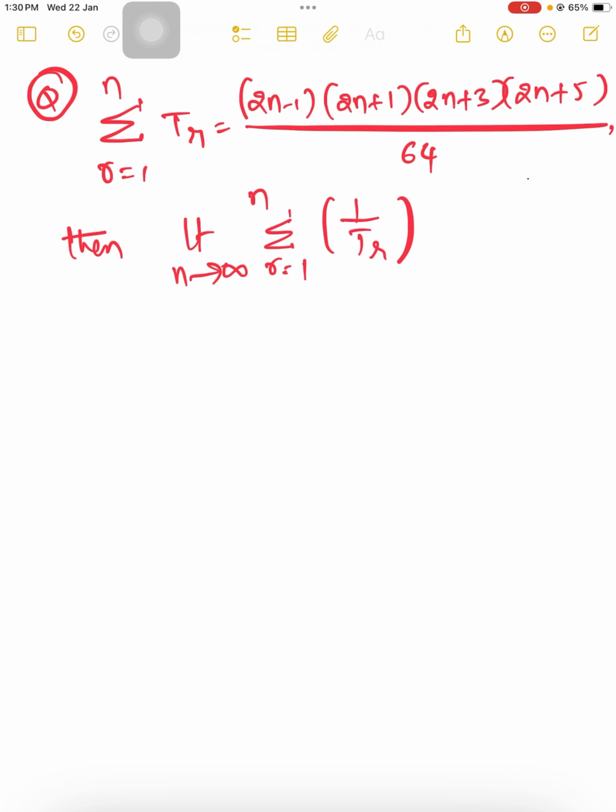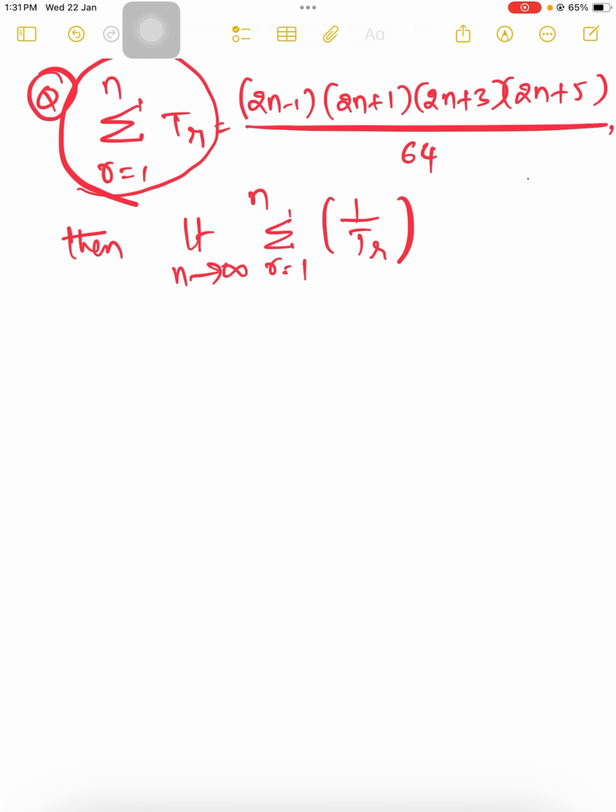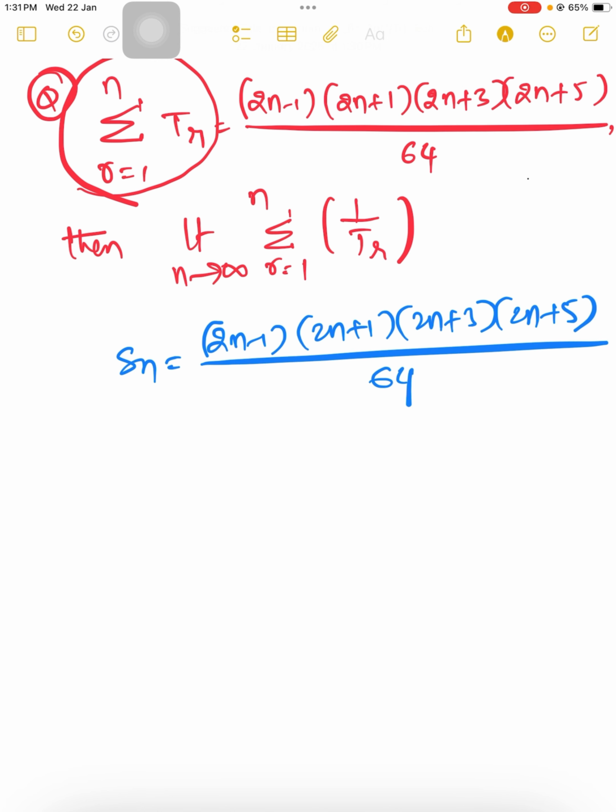Thank you. Hi students, the next question we will discuss is from sequence and series. They gave the summation of r equal to 1 to n of Tr, that is the summation from the first to the last term, which is nothing but the sum of n terms. They directly gave Sn equal to (2n minus 1)(2n plus 1)(2n plus 3)(2n plus 5) divided by 64.